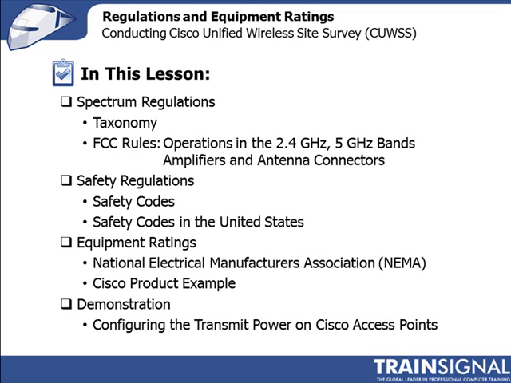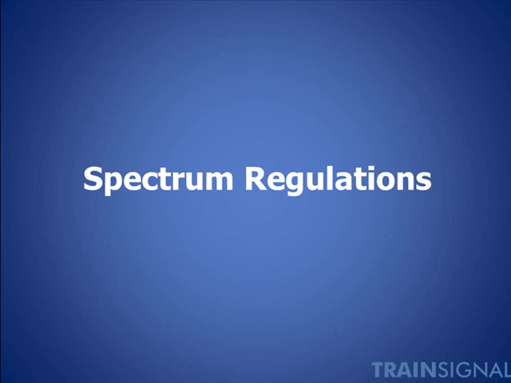And then we're going to finish up with a demonstration where I'm going to show you how you can go in and change the power level that you're transmitting at on a Cisco access point. And in this first section, when we talk about regulatory requirements, you'll realize why they're so important when you're doing your spectrum survey. So let's start with our discussions on the regulations that impact the spectrum itself.